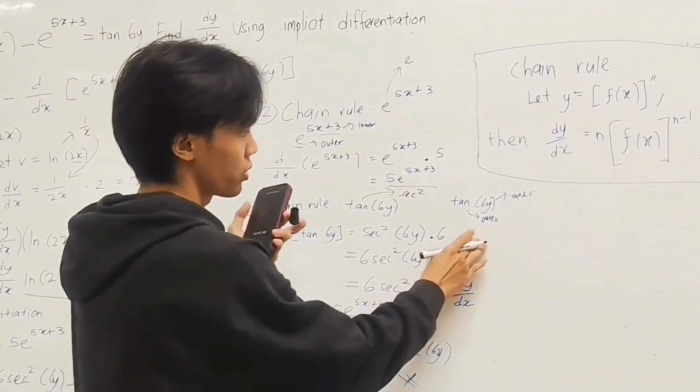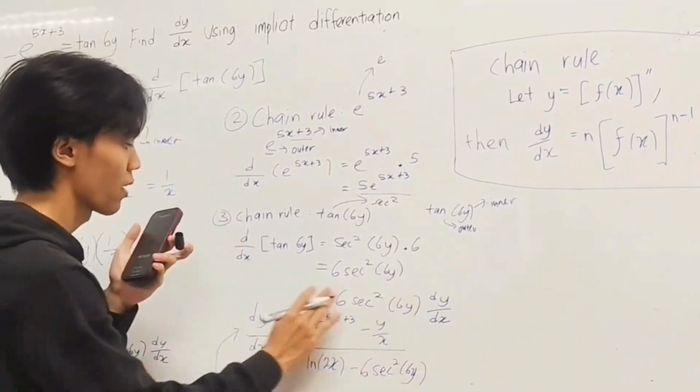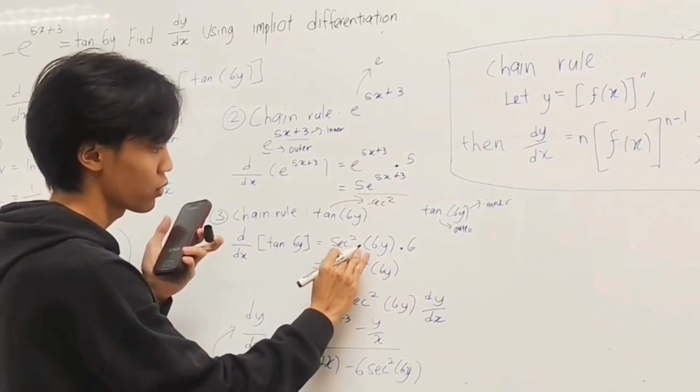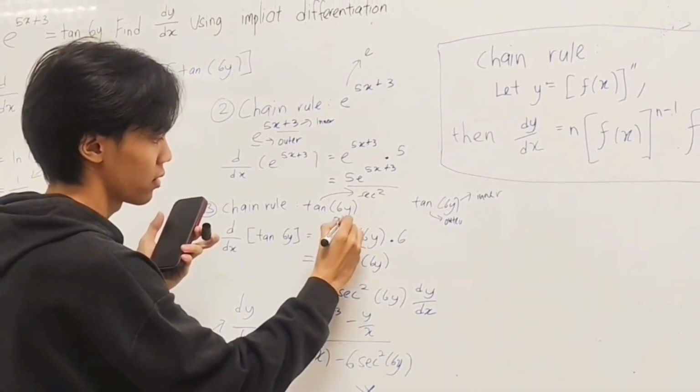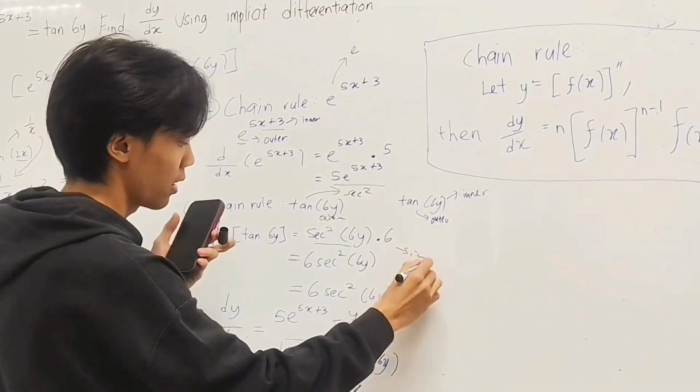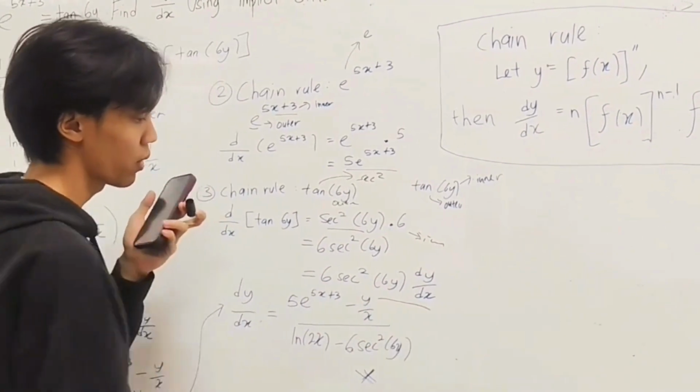And now we need to know which is the outer and the inner part. So the outer part is the tan, and the inner part is the 6y. And after we differentiate it, we got the sec square 6y times 6. For the outer part is this, and for the inner part is this. And then after that, we got the answer. The final answer is this. Don't forget about the dy/dx.